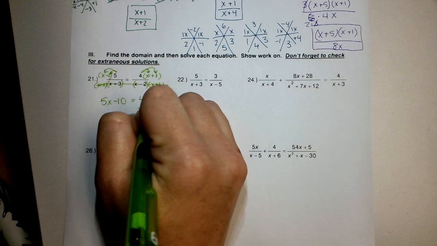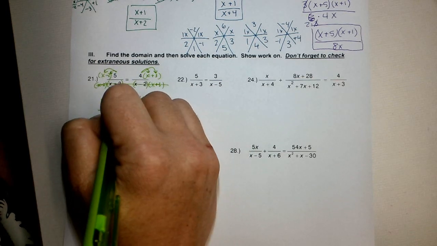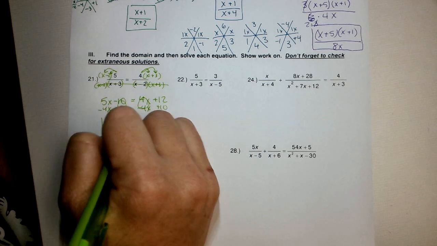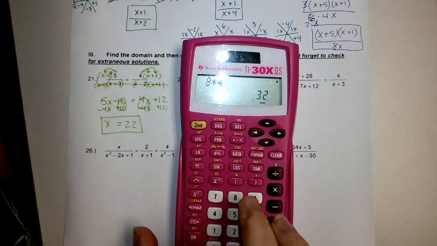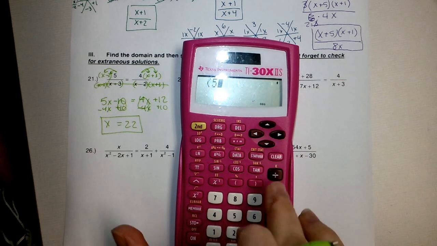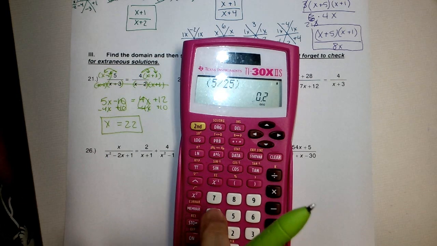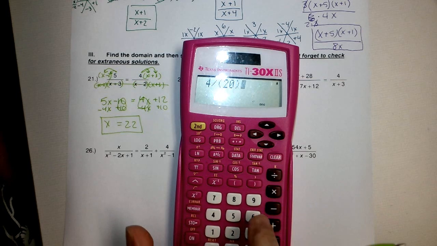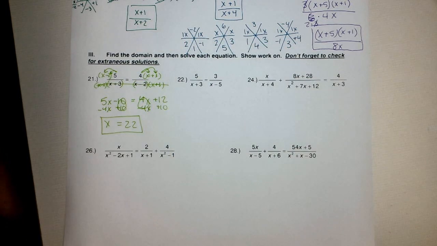So I'm going to subtract 4x from both sides, because now I'm just solving, and I get x, so I'm going to add 10 to both sides, equals 22. Okay, and we could plug it in and check our work. So we should get 5 divided by, well, 22 plus 3 is 25. So that equals 0.2, and then 4 divided by 22 minus 2 is 20. Whoa, is 0.2, so they're the same. I typed that weird, but it's the same thing. Okay, so let's keep going.